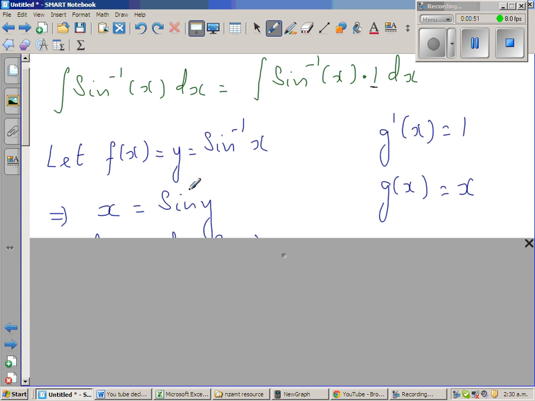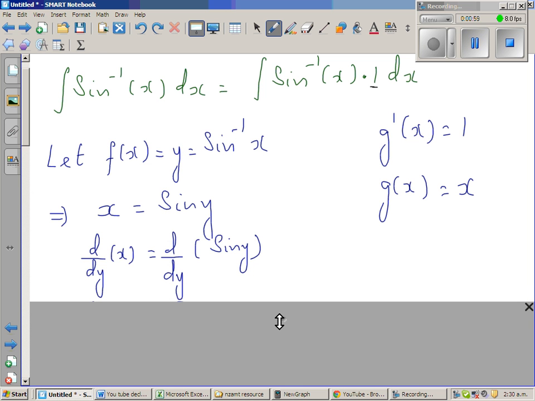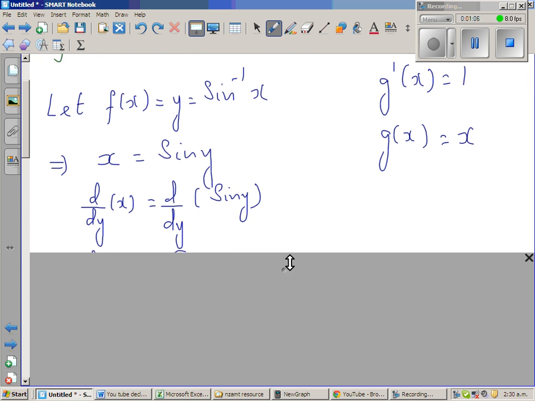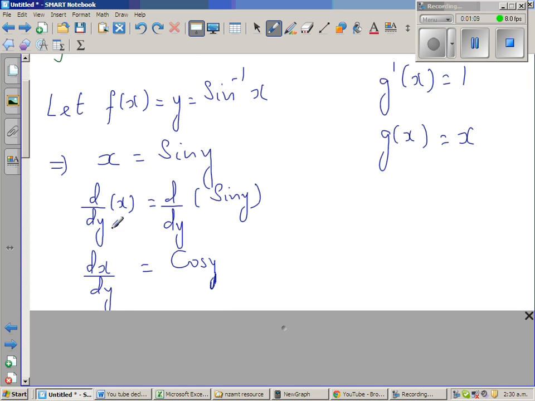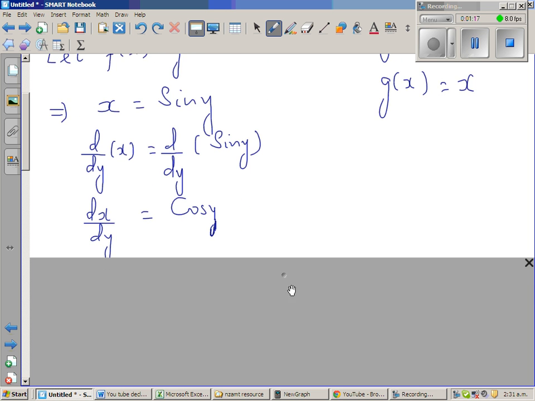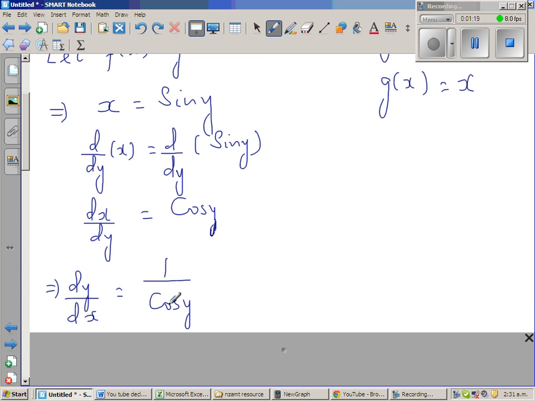let us differentiate this. If y is sine inverse of x, I can write x is sine y, and differentiating both sides with respect to y, d by dy of x is equal to d by dy of sine y. d by dy of x is nothing but dx by dy, and d by dy of sine y is cos y. Now I take the reciprocal of both of them. So dy by dx is 1 over cos y.